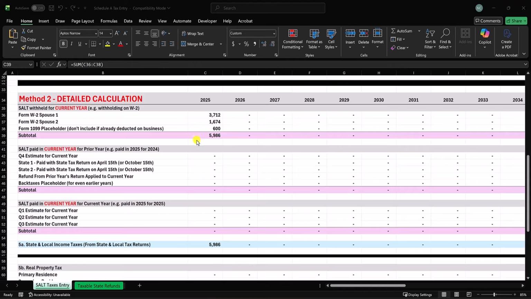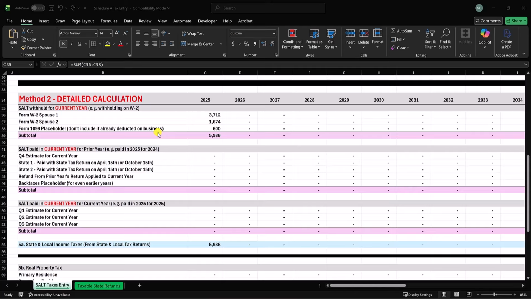And so the subtotal of withholding for this section of the calculator is going to be $5,986. One quick thing to note here about 1099s: if you run a business or you have a Schedule C or a Schedule E, that's a rental property in most cases, and you are already deducting this state tax payment on one of your business returns or your business schedules, then you would not include it here.